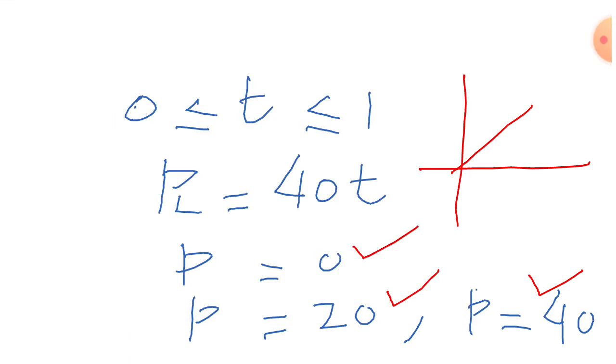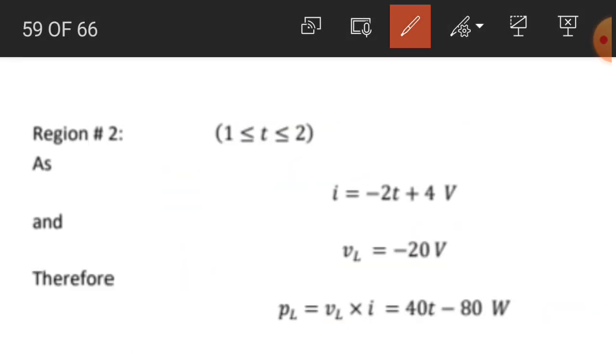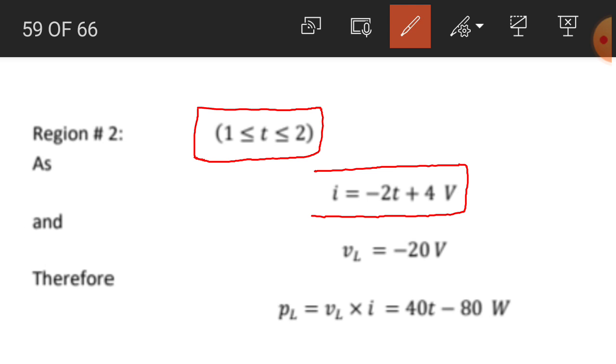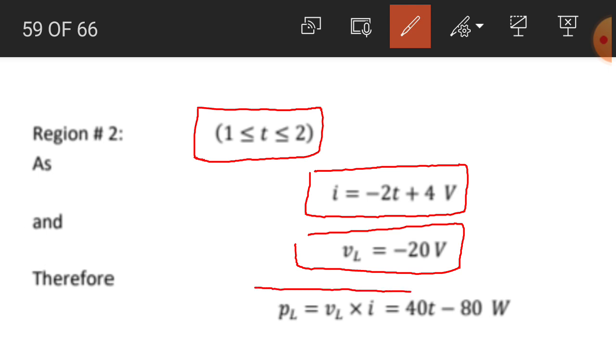Anyhow, let us calculate region number 2. We consider the time in region number 2, which is changing from 1 to 2. We consider the time varying current in region number 2. The equation for the time varying current in region number 2 is minus 2t plus 4. The voltage across the inductor in region number 2 is constant, which is minus 20 volt. So the power taken by the inductor in region number 2 will be equal to 40t minus 80 watt. This is the instantaneous equation for the power in region number 2.